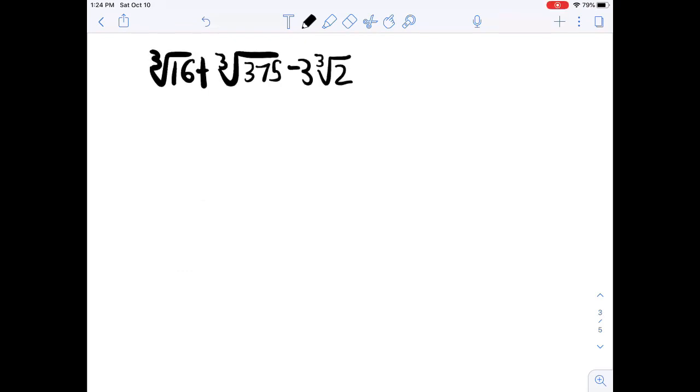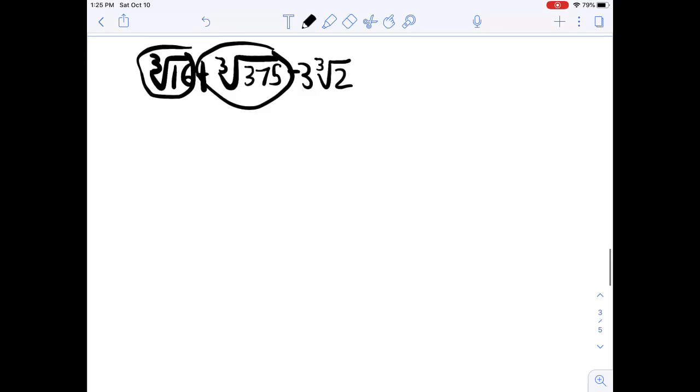Now let's look at this example: the cube root of 16 plus the cube root of 375 minus 3 times the cube root of 2. What's different here is that they are all cube roots and they're not completely simplified. What I mean by that is these two terms can be written as mixed radicals, and we need to write them as mixed radicals so that we can see which terms are like.